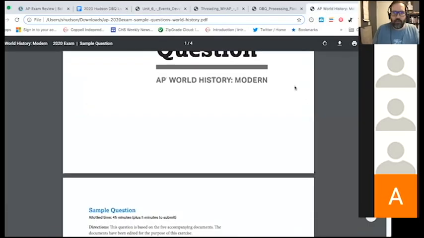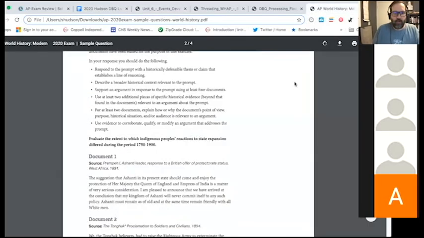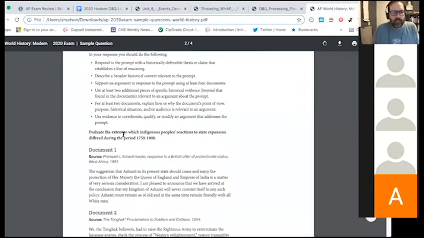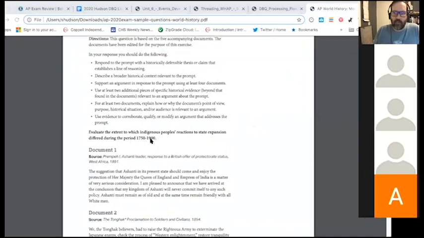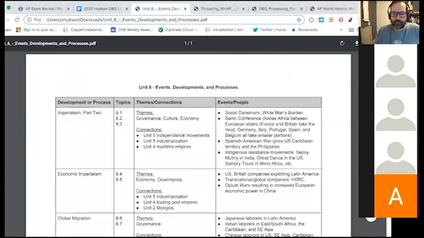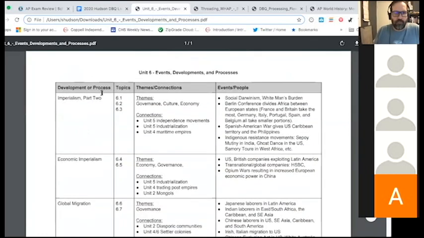So the first thing I need to do is find my prompt. Evaluate the extent to which indigenous peoples' reactions to state expansion differed during the period 1750 to 1900. So I know that is period 3, which means it's either unit 5 or 6, and since it's state expansion, I know that's unit 6. So I am going to pop over here and scroll through to find the topic I'm looking for. It is 1750 to 1900.